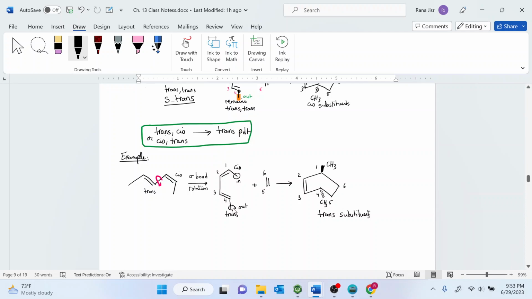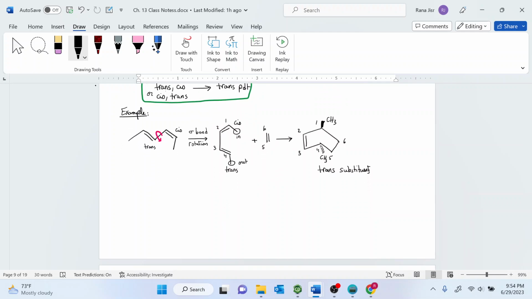So always, the out means behind. So on carbons 1 and 4 now, the CH3 is going to be up. The CH3 here is going to be behind. So I'm going to end up getting trans substituents. It doesn't matter if I start with a trans-cis or a cis-trans. Let's say I start with a cis diene.